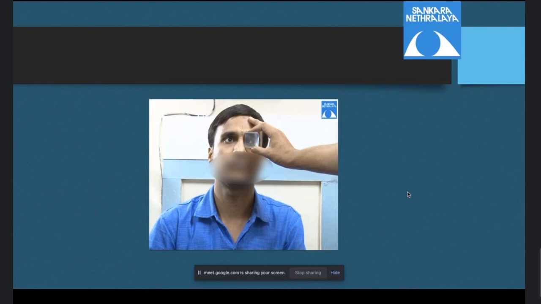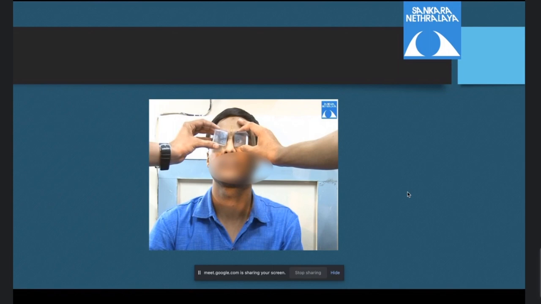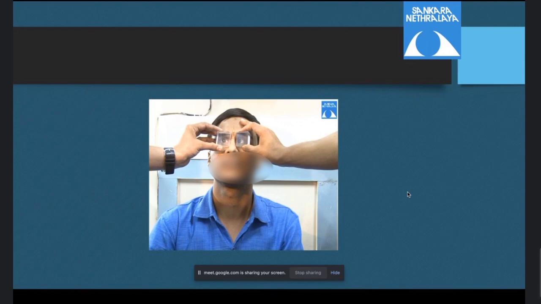Now, I have to correct the residual squint with a correction of prism in the right eye. You can see there's still ET. Now we put the prism base out in front of the right eye, as you would do for an esotropia. And then that's how we measure.